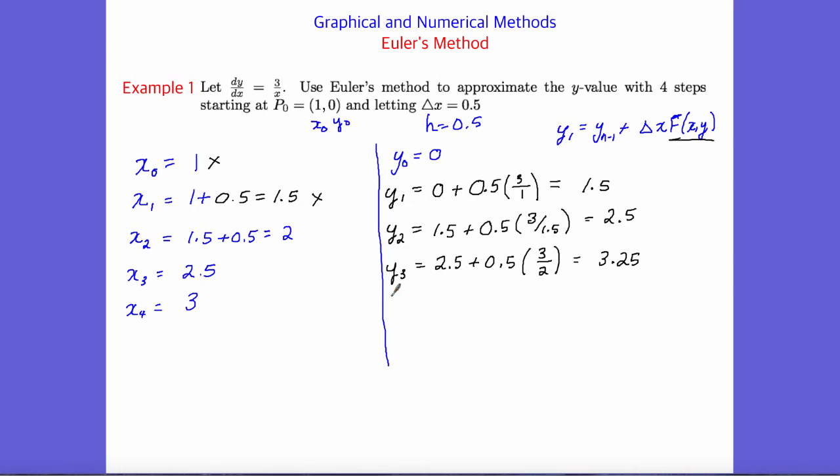And my y sub 4 value now is going to be my y sub 3, which is 3.25 plus 0.5 times 3 divided by, well, I've already used this one, so it's 2.5. 3 divided by 2.5, I divide that out, and I get 3.85. So there's the estimation of y, in this case y sub 4, using Euler's method. Okay, so let's look at a couple more examples.